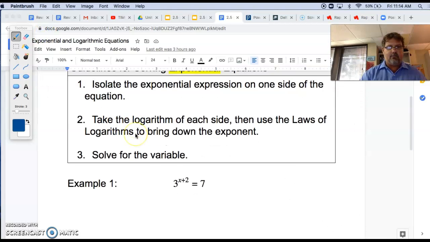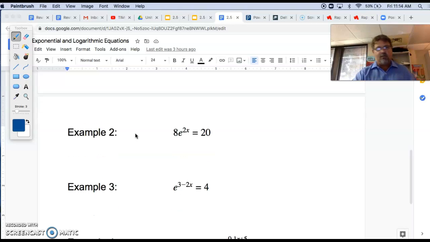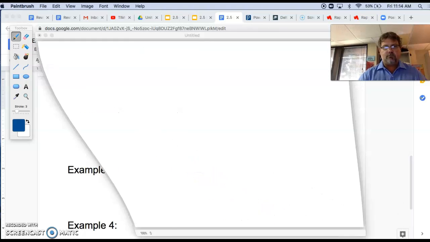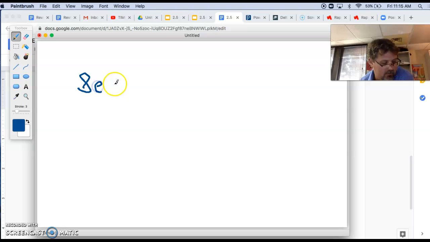And we'll follow those same steps, and we get to one like example 2, we're still following the same algorithmic steps where we would say first isolate the exponential expression, and that step is required on this one. Okay, simple one again. And so we have 8e to the 2x.